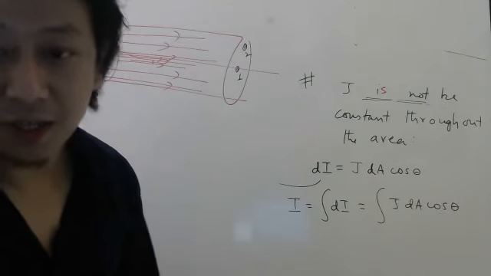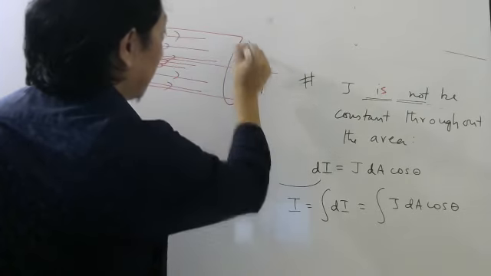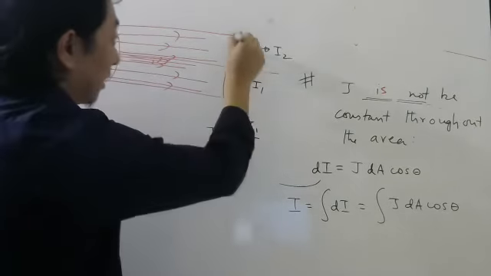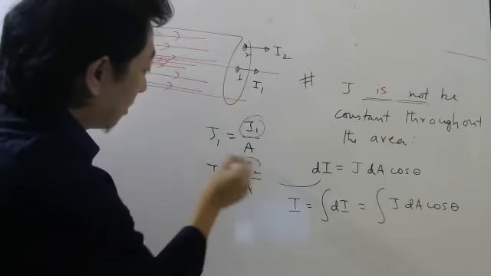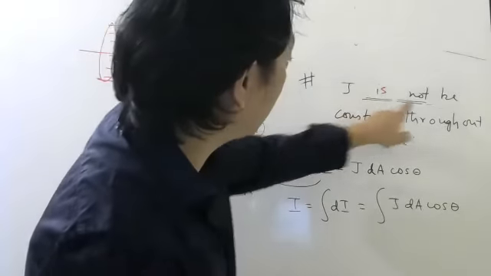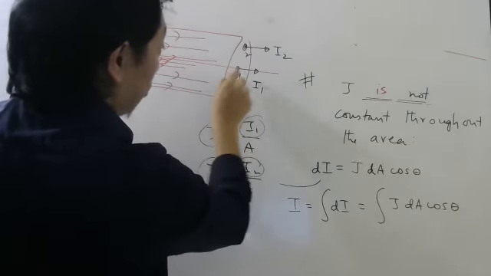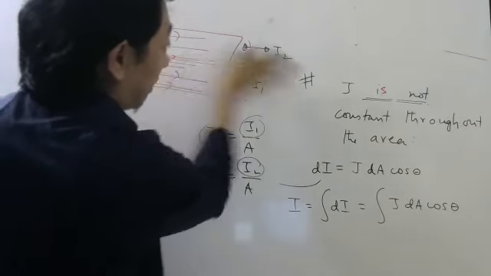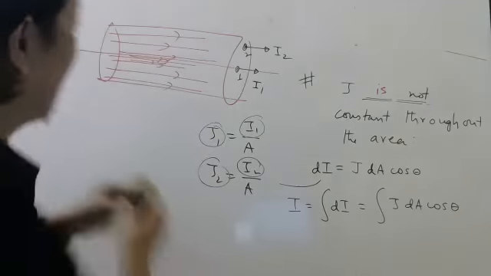Very good, so everybody is understanding. More current will come out here than here. That means the current density here will be current by area, and the current density here will be current by area. So you can see if different current comes for the same area, then the current density will be different. So when I say J is not constant, it means that through small areas, if different current comes out, then we use this formula. Again, it is only for your entrance, so don't worry.